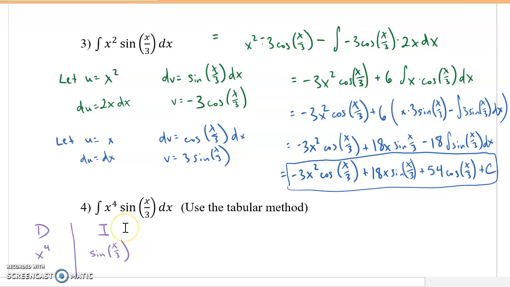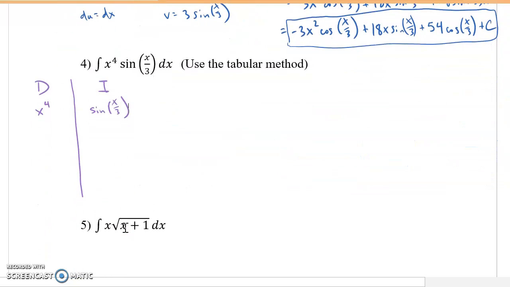So when you're using the tabular method, what you really want to see is something in the derivative column that will differentiate down to 0. Polynomials will always do that. And then putting something in the integral column that you can integrate over and over and over again. Trig functions, well, sine and cosine at least, fit that description pretty well. So does e to the x. So we'll take the derivative of the left side column until we get down to 0. So 4x to the third, 12x squared, 24x, 24, and finally 0.